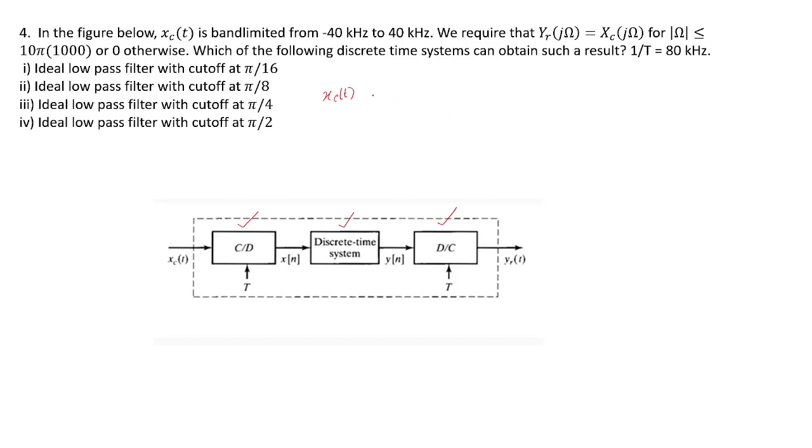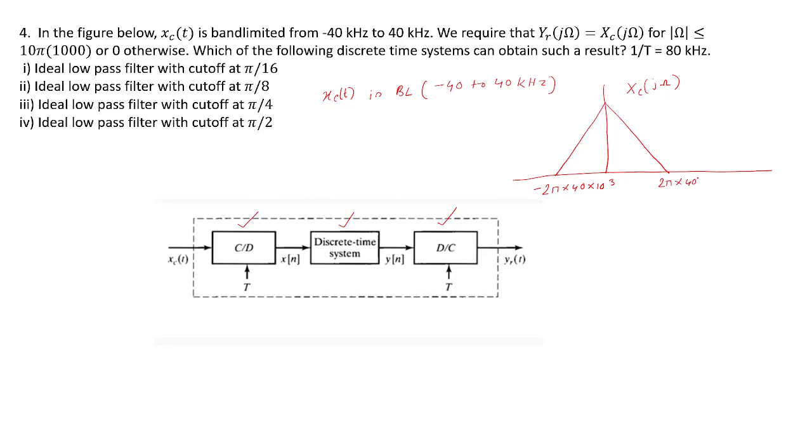x_c is band limited minus 40 to 40 kilohertz. Therefore, first let us draw the spectrum of x_c in frequency domain, that is X_c(jω). X_c(jω) ranges from minus 2 pi times 40 times 10 to the power 3 to 2 pi times 40 times 10 to the power 3. Don't forget the units, radian per second. Okay, ω is continuous time frequency. Fine.